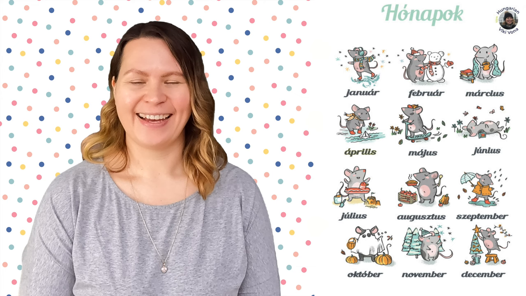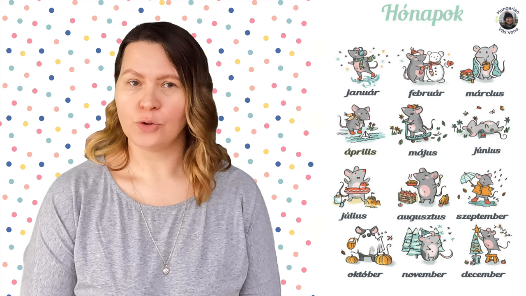Augustus. September. Október. November. December. Január. Február. Március. Április. Május. Június. Július. Augustus. September. Október. November. December.